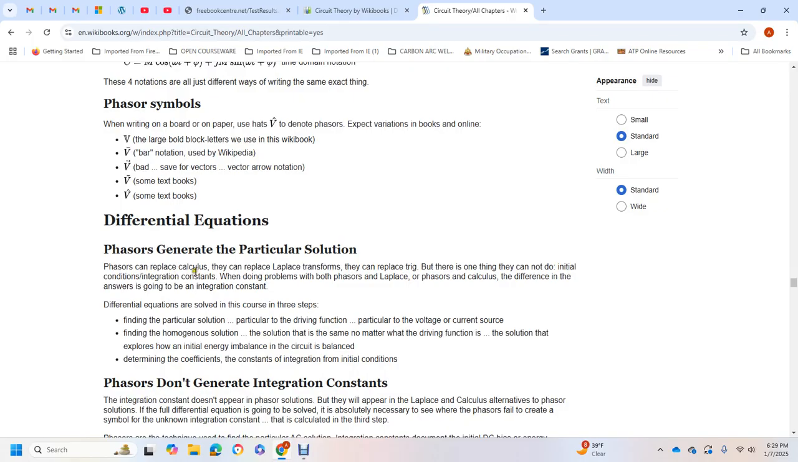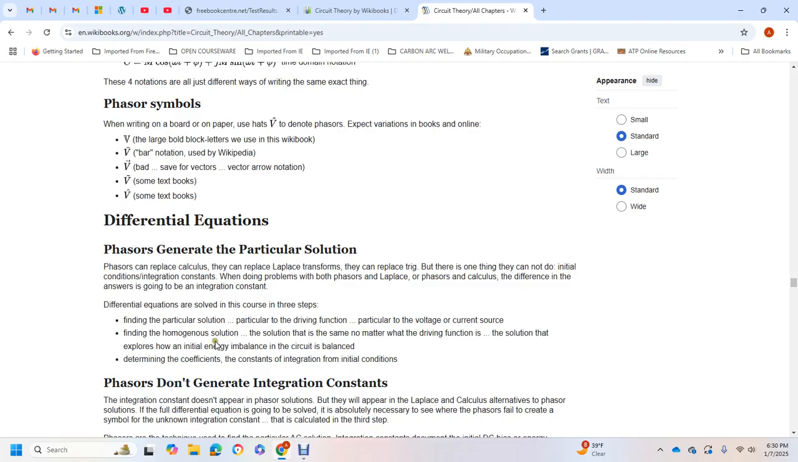Phasors can replace calculus, and the Laplace transform can replace trig. But there's one thing to handle with the initial condition, the integration constant, when solving problems with both phasors and Laplace versus phasor calculus. Differential equations are solved with these three steps: a particular solution for a particular driving function, a particular voltage or current source.